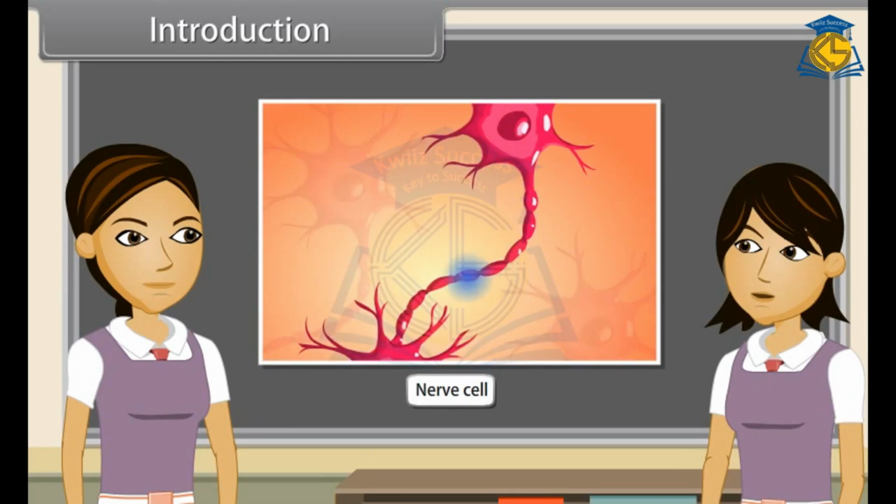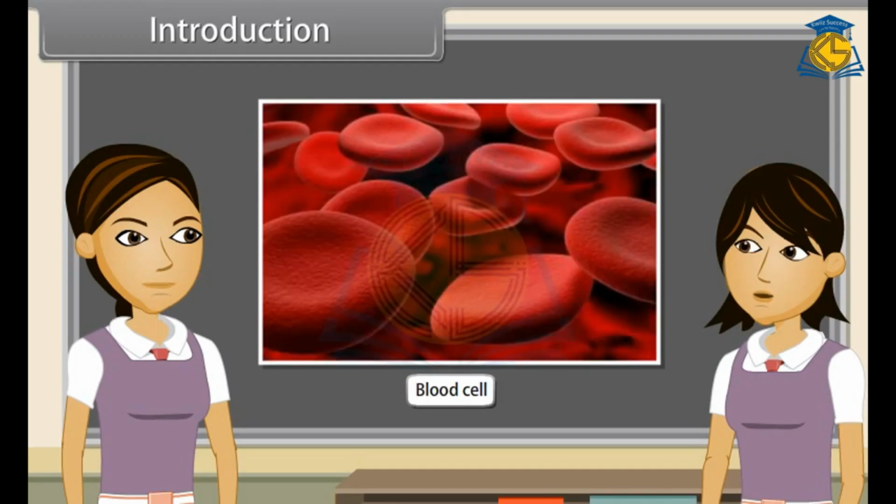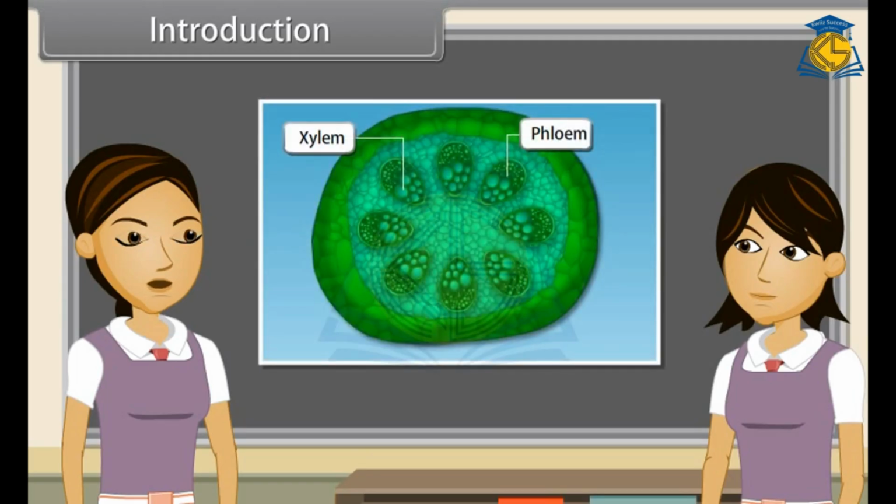Yes, I remember that nerve cells carry message from the brain to every part of the body. Muscle cells contract and relax so that movements are caused. Blood flows to transport oxygen, food, hormones, and waste materials. Plants are also living organisms, and xylem and phloem cells conduct food and water from one part to another.